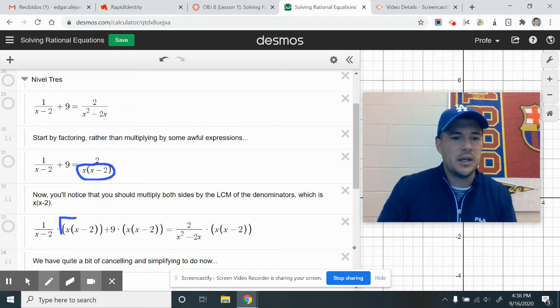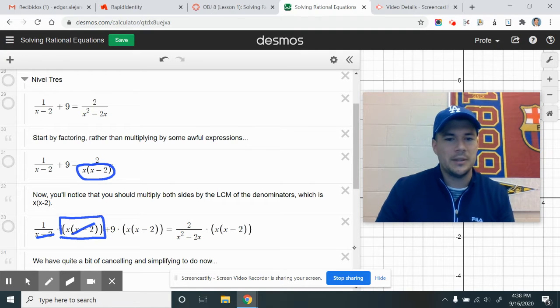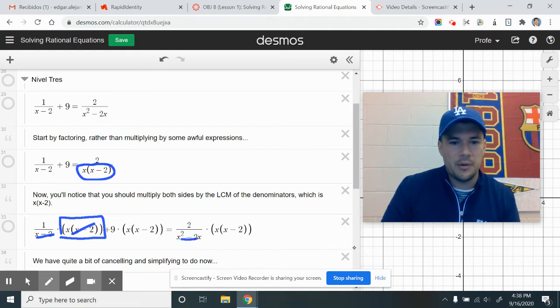I multiply x times x minus 2 to my original fraction, all right, which is going to cancel out my x minus 2's, all right? Notice what is left, just an x. And I'm going to multiply x times x minus 2 to my 9, all right? And on the right side, I'm going to multiply my x times x minus 2 to x squared minus 2x, which is x over x minus 2. I just didn't simplify, didn't factor it right there. So that cancels out. All right.